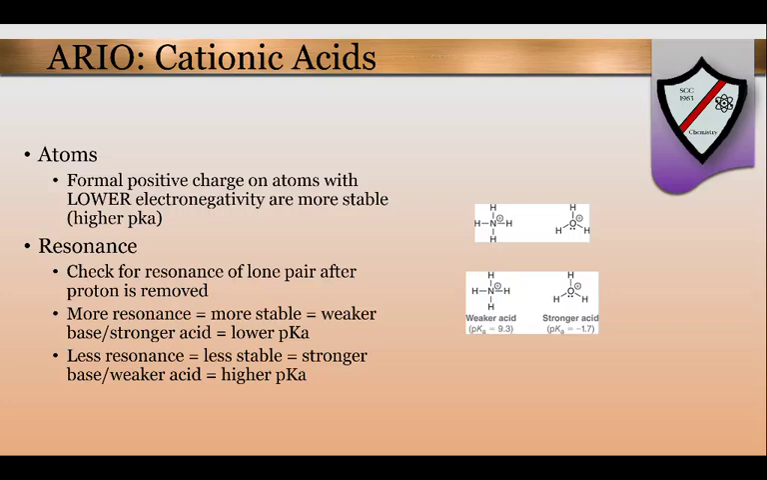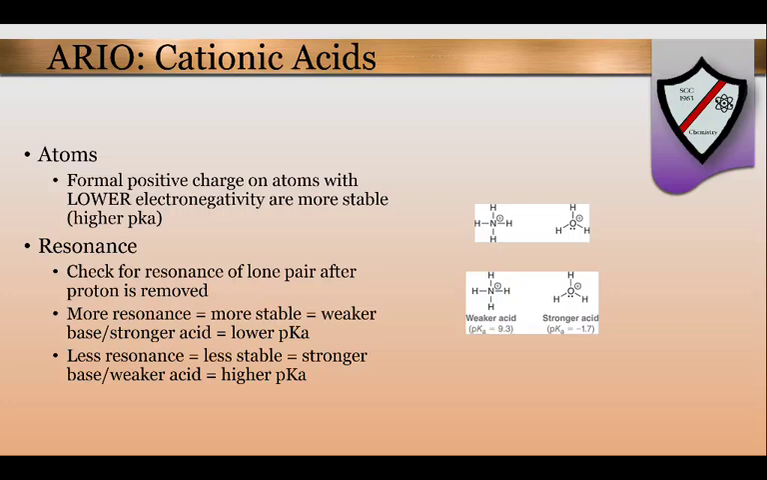A quick word about cationic acids. So in some cases, acids will be species that already have a positive charge on them. Very often this will be a nitrogen atom or an oxygen atom, and they will have an extra hydrogen than normal, kind of like you see here in the picture.